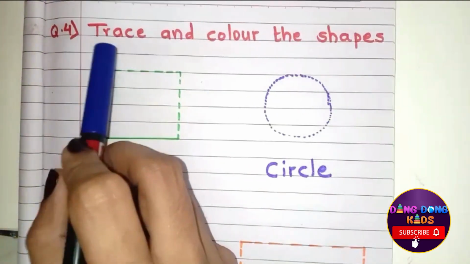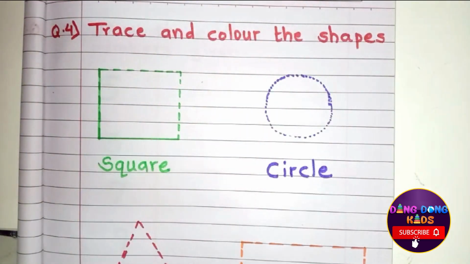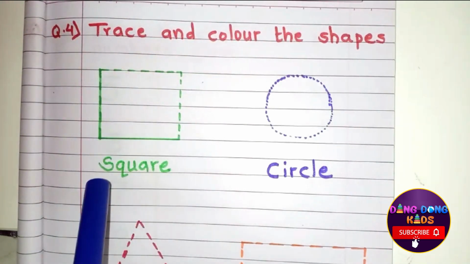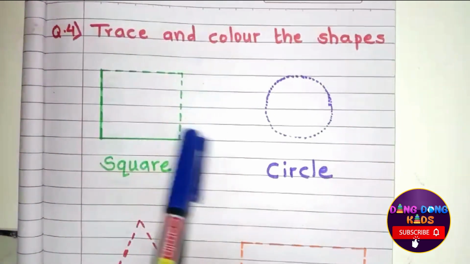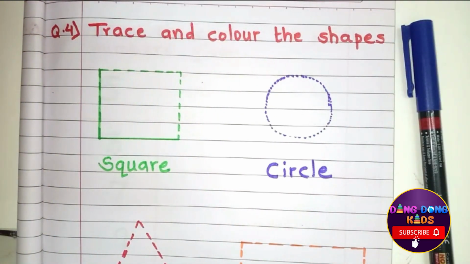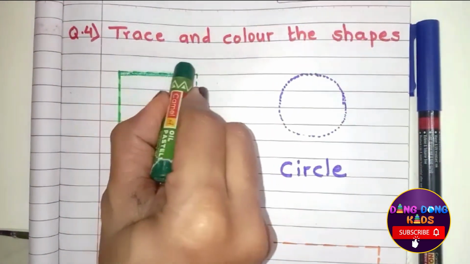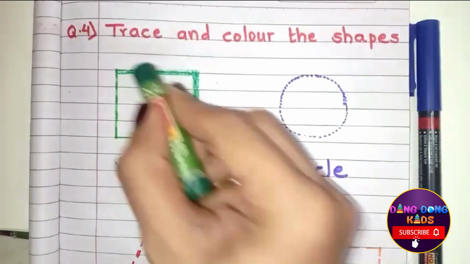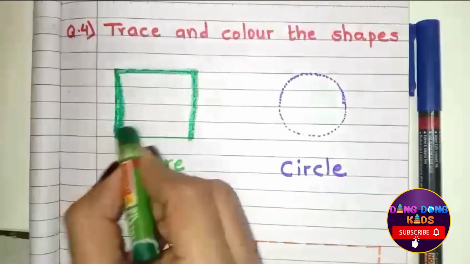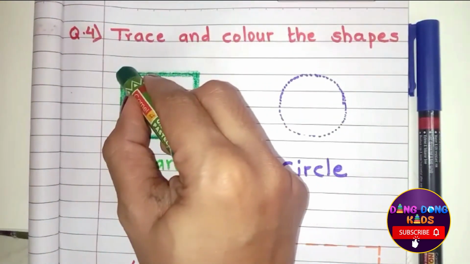Our next question is trace and color the shapes. Here shapes are given. We have to trace it and then we will give color. This is square, square and it is in green color. Let's give green color. First we will trace. Now give color.